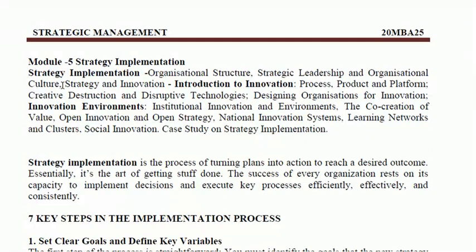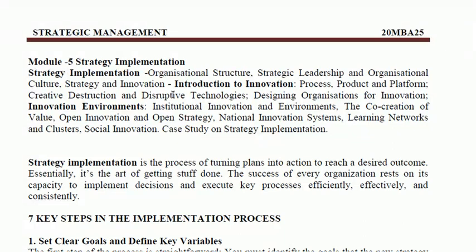Then after this, in the next session we'll be starting with strategy and innovation, and the remaining things about innovation. So it will be a pretty small lecture. It will be part 2 of Module 5.